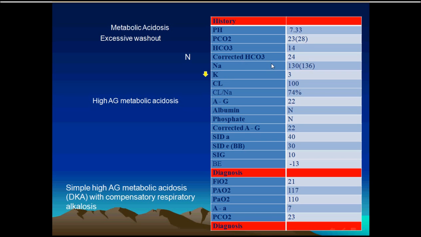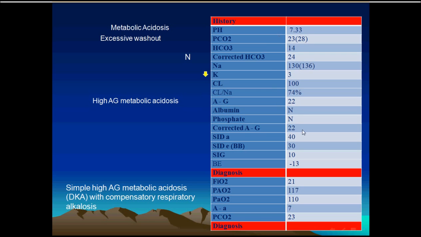Look at this. This is the corrected bicarbonate. Corrected bicarbonate means the bicarbonate plus the anion gap minus 12. What's the anion gap? The anion gap equals the sodium minus the chloride plus bicarbonate, and here the anion gap is very high. It's 22. So this is a high anion gap, 10 more than 12, over 12. High anion gap metabolic acidosis.